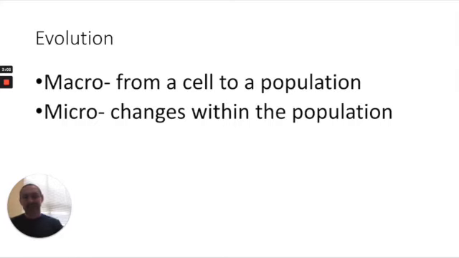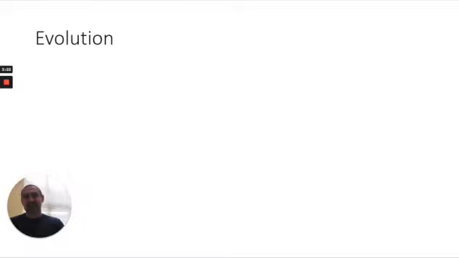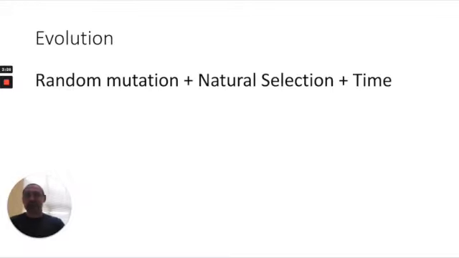Macroevolution is the idea that the changes are big, like macro, they're big. So you're going from a single-celled organism sometime in the distant past to a population that we now see today. Microevolution is describing changes within a population. These are observable. We can see these. So some examples of microevolution might be explained by things like natural selection. Now, typically, evolution is described in these terms. Macroevolution is described in these terms. Random mutations plus natural selection plus time.